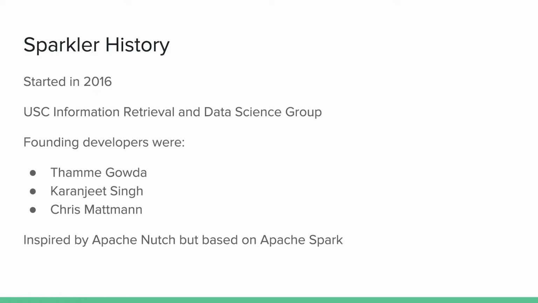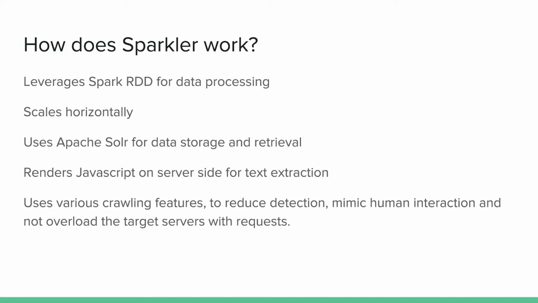So what about Sparkler and what is Sparkler? It was started in 2016 by the USC Information Retrieval and Data Science Group. The founding developers were Dhamay Gowda, Karanjit Singh, and Chris Mattman, and it was inspired by Apache Nutch, but based on Apache Spark, and so leveraging more modern technologies.